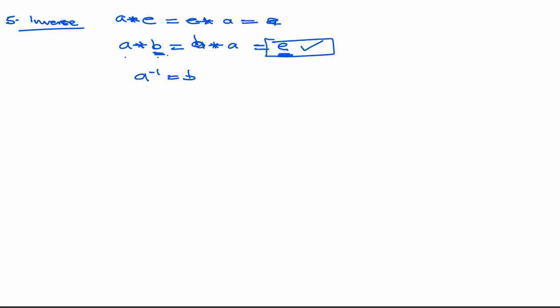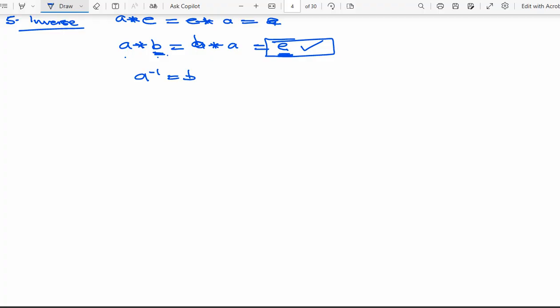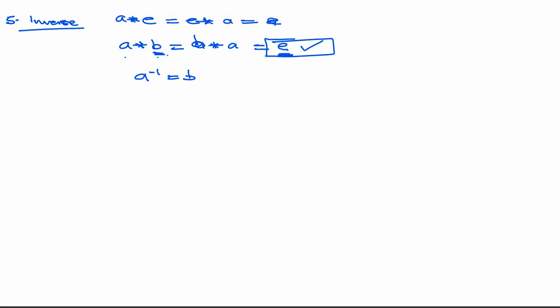So that's why I was saying that when you are asked to find the inverse, first of all you need to show if an identity exists. So I'm going to ask, does an identity exist? If an identity exists, then you go ahead and find the inverse, which is very important. So let's go ahead and do a question.